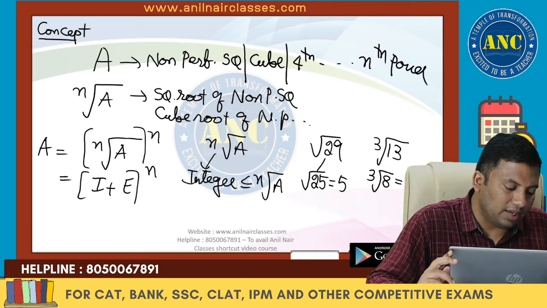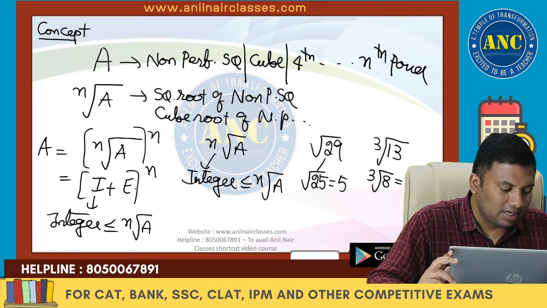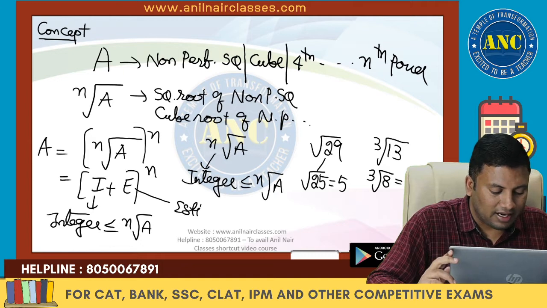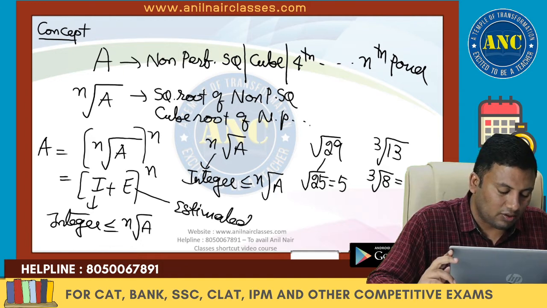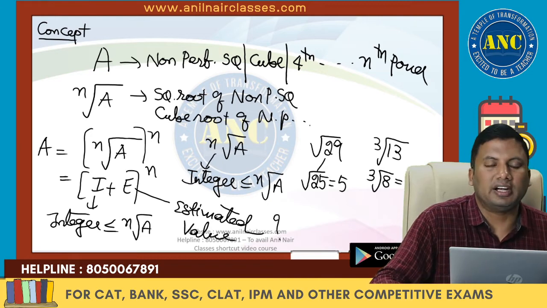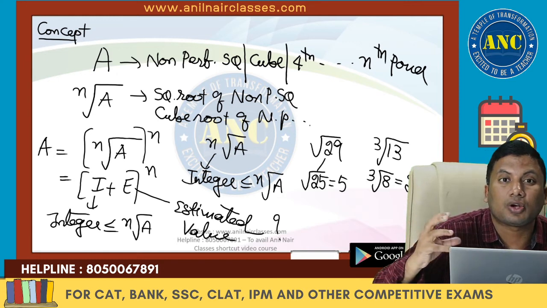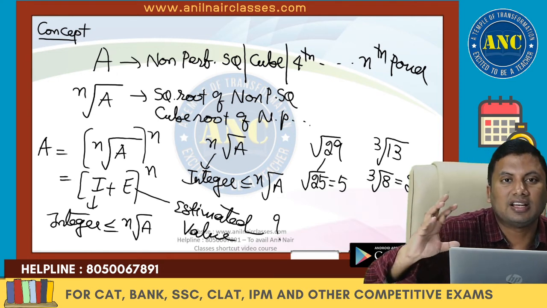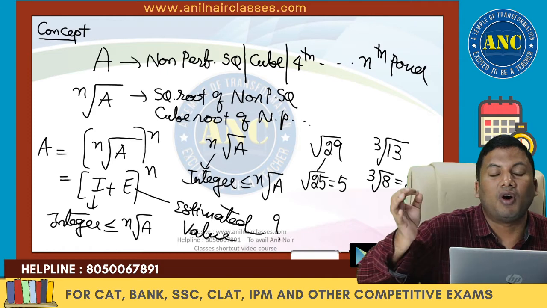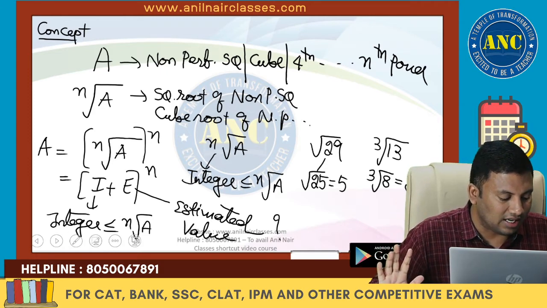A is (I plus E) power n. What is I? I is an integer just less than or equivalent to the nth root of A. E is the estimated value which we need to find. Once we get the estimated value, root of 29 is closer to root 25. The answer is 5 point something. What is that something we are trying to determine? I hope the logic is clear here.